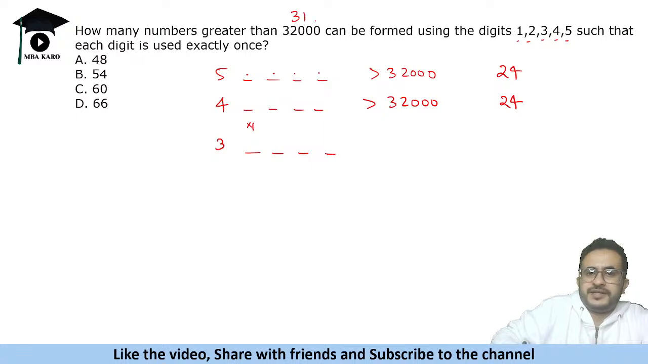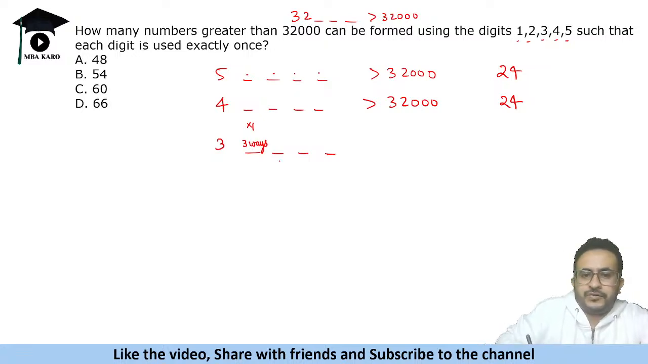अगर हम 3 1 कर लेंगे, so that is less than 32,000. But if we take any other digit, like let's say even if we take 3 and 2, it is greater than 32,000. So instead of 1, we can take any other digit. So we have 3 ways to fill it.